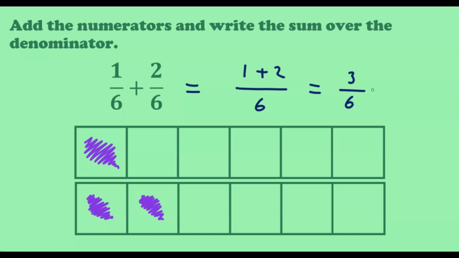In this case, we have the fraction 3 over 6, and the greatest common factor of 3 and 6 is 3. So let us divide the numerator 3 by 3, and let us divide the denominator 6 by 3 as well. 3 divided by 3 is equal to 1. 6 divided by 3 is equal to 2. So our simplified fraction is equal to half. That means that 1 over 6 plus 2 over 6 is equal to half.